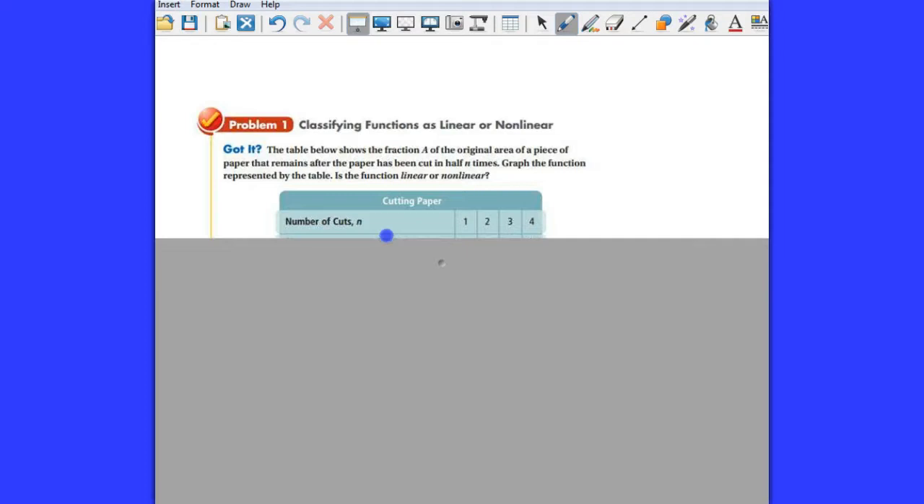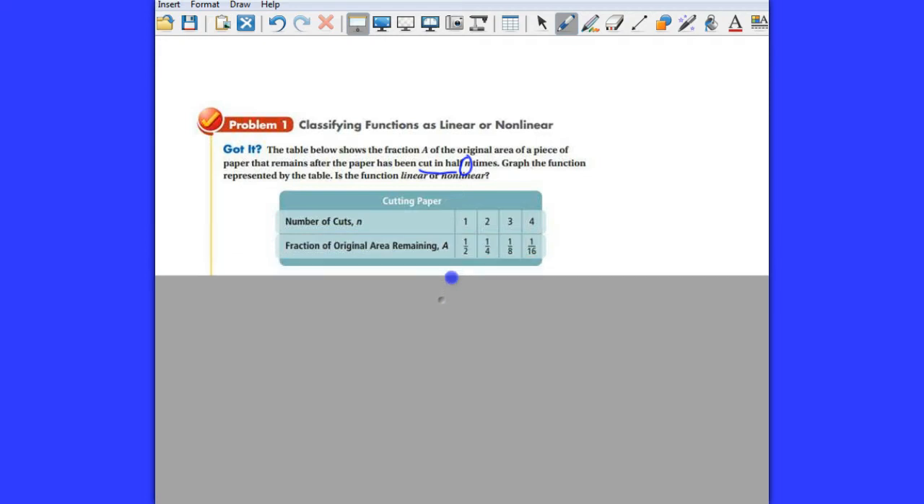So linear versus nonlinear. Let's take a look at problem number 1 here, where it says classifying functions as linear or nonlinear. You're going to need to be able to work with a table or graph or an equation to figure out if it's linear or not. And what they're doing here is, let's say you take a piece of paper and you cut it in half. And they just said cut it in half n number of times. That means you cut it in half once, you turn it, cut in half again. You keep doing that over and over and over. It says, is the function linear or nonlinear?